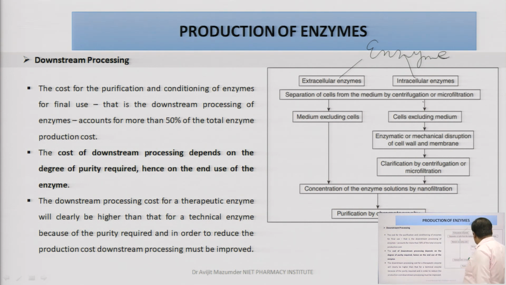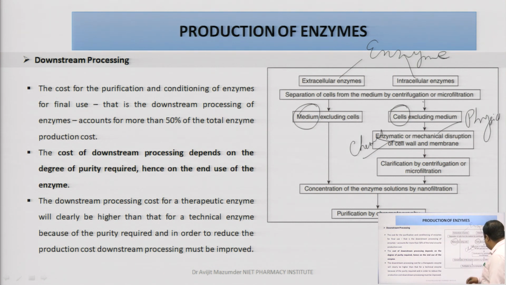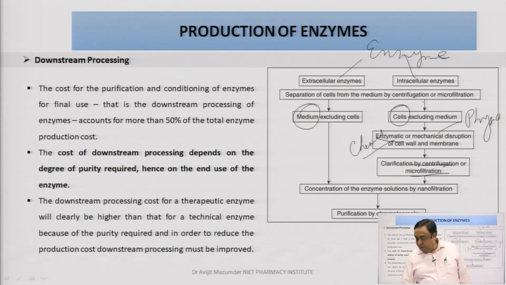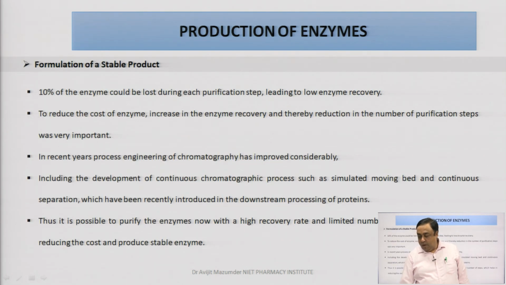followed by chromatography. If the enzymes are entrapped within the bacterial cell, then we take the cells as such and treat them either with certain enzymes or chemicals, or use various physical processes to break the cell wall. Ultimately we purify by centrifugation, followed by nanofiltration and purification by chromatography, and finally production of a stable product.